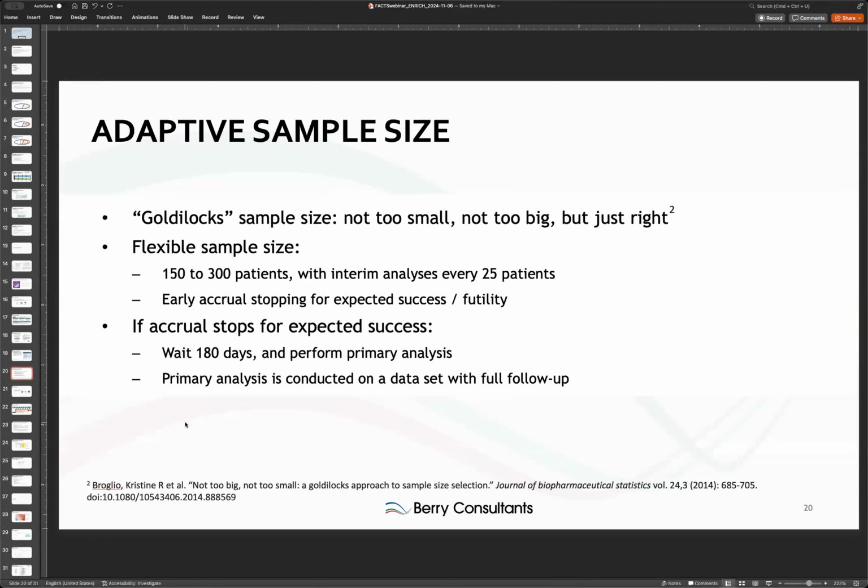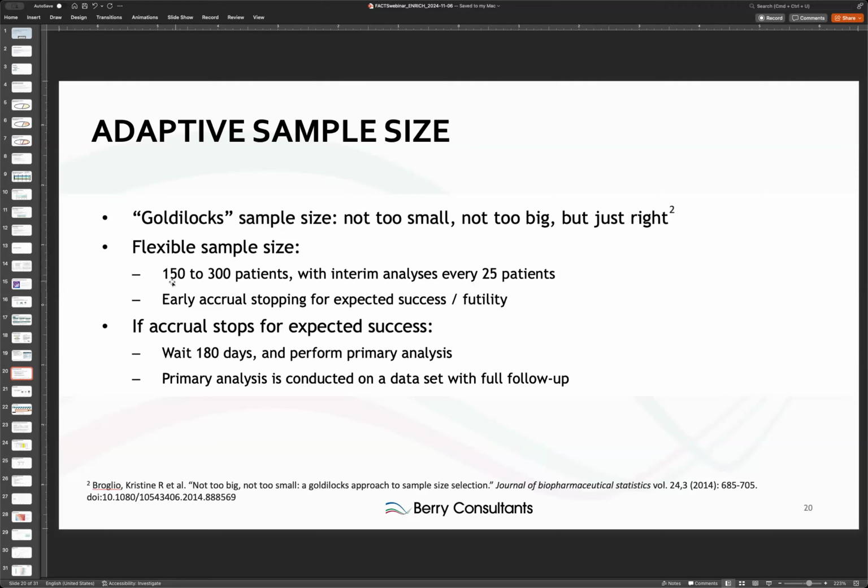The trial used an adaptive sample size. It took a Goldilocks approach. This is the sample size algorithm developed by Christine Broglio and others. The goal with the Goldilocks approach, and I'm not going to focus on this, is to get the sample size right, not too small, not too big. So what happens at every interim analysis is we evaluate the enrichment criteria, which I'll show you in just a second. We also ask, should we stop enrollment? Should we stop at this sample size? Is this the appropriate sample size for the study?